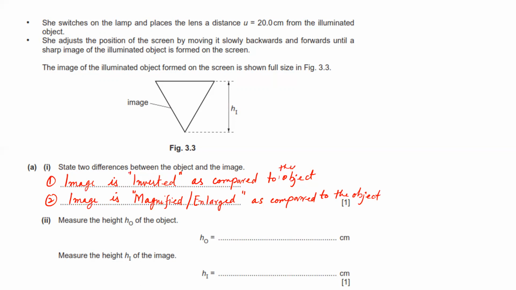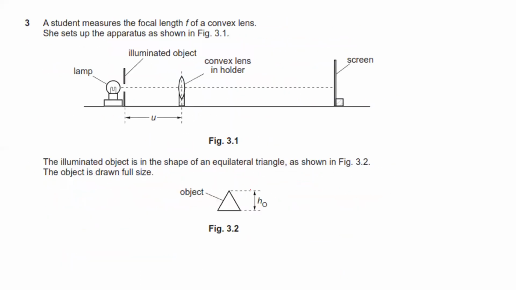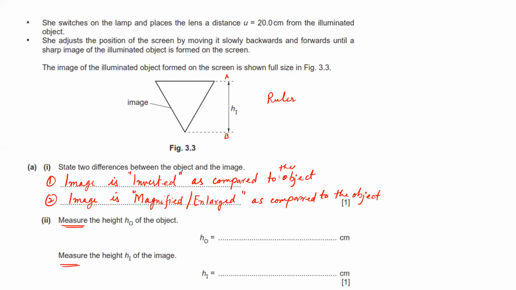Okay. Then part 2, it says measure the height h0. So remember, measure the height h0 and measure the height h1. So you use a ruler to measure this height. Use a ruler at one point here, and h1 over here. So measure this height h1 and measure this height h0, you can say this size h0. So using the ruler, you can measure these heights.